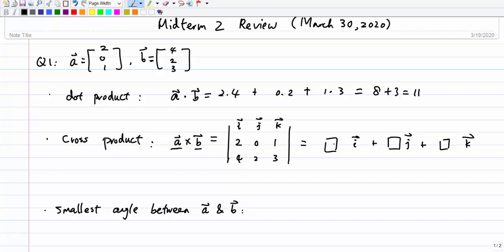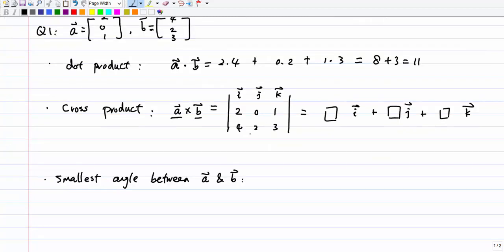I don't talk about how to compute the determinant. After calculating the determinant, you'll get this one will be negative 2, this one will also be negative 2, and this will be 4. So then your cross product will be negative 2, negative 2, and 4. So that's the first part of the first question.